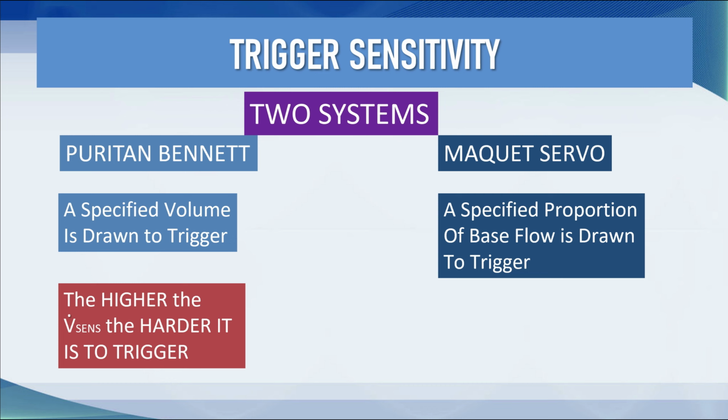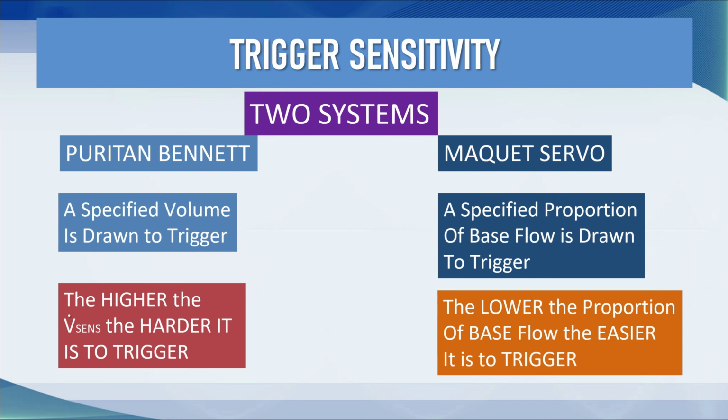Remember that Eddie had a V-sense of 5. That's pretty high. It's going to be difficult for Eddie to trigger the ventilator. On a servo ventilator, the lower the proportion of base flow, the easier it is for him to trigger.